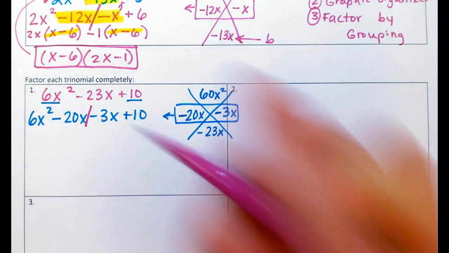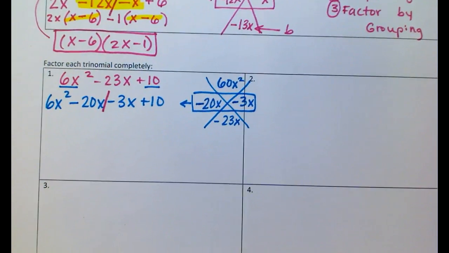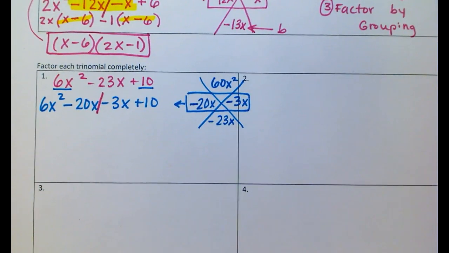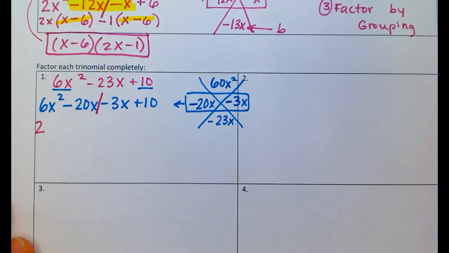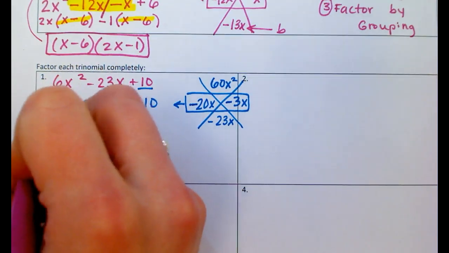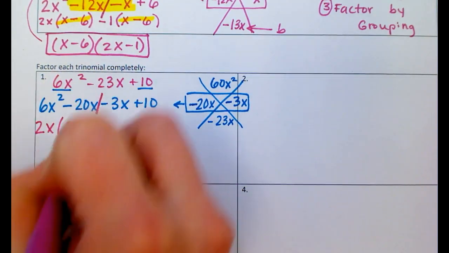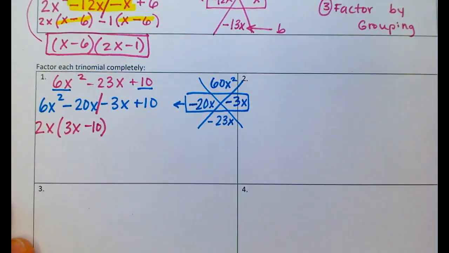Split your four-term polynomial in half. Between 6x squared and negative 20x, I have in common a 2 from the numbers and an x from the variables. This will leave 3x minus 10.